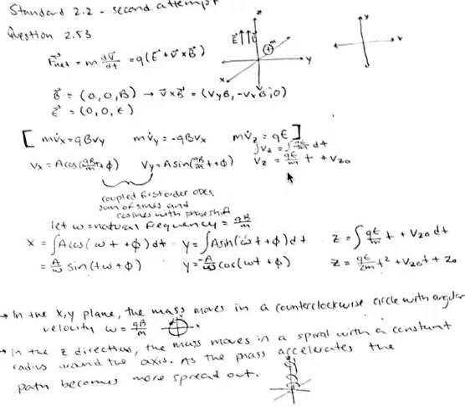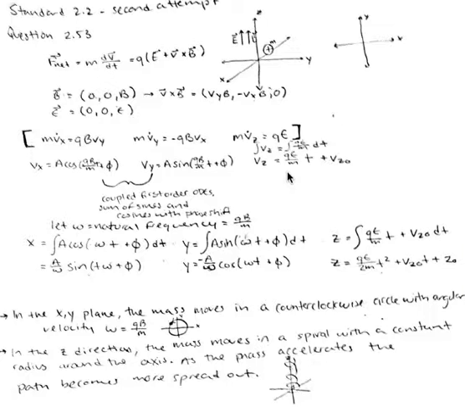And now simplifying to just let omega be the natural frequency of qB over m, and solving for the x, y, and z position equations, which is just taking the integral of the velocities in each direction. You get x is A over omega sine of (omega t plus phi), y is negative A over omega cosine of (omega t plus phi), and then z is qE over 2m t squared plus Vz naught t plus z naught.